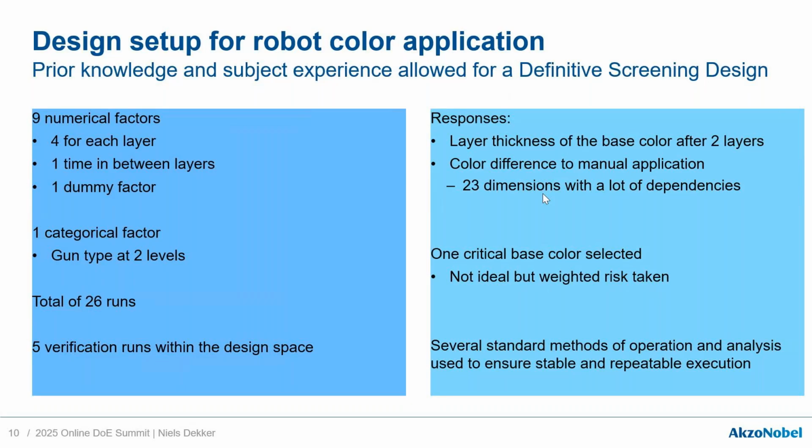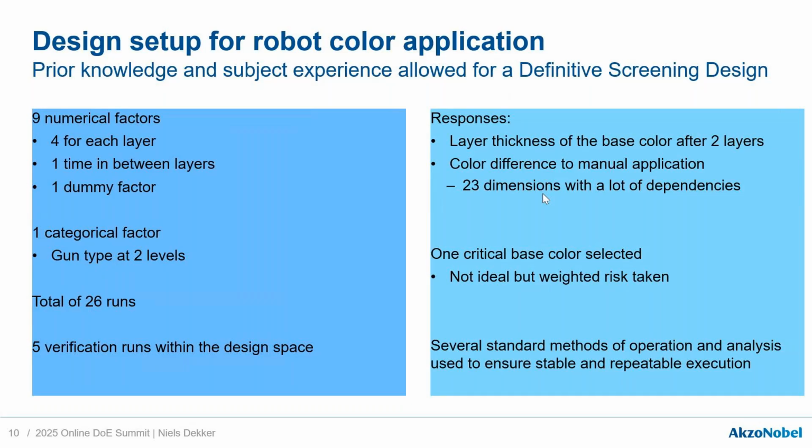And then I should have put the dummy factor separately. We added one additional dummy factor, which just increases the number of samples a little bit, by two, to give a little bit more breathing room in case something somewhere went wrong. But that's not included in the 9. I should have put that in the slide differently. And then we had one categorical factor with two levels, so the two types of application guns. It added up to a total of 26 runs. And of course, you might say, yeah, it's a robotic application, but it still takes quite a while to run 26 runs.